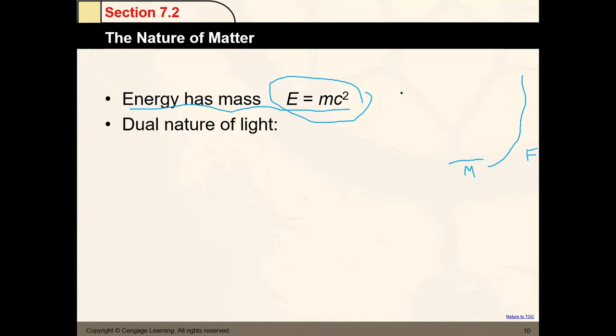What he did was shine the metal with different radiation. Let's say I try radio waves. I'm going to hit my metal surface with radio waves, and I see no effect. This is radio waves, RW. I go up in energy and now use visible light. Einstein tried shining visible light, and again no effect.